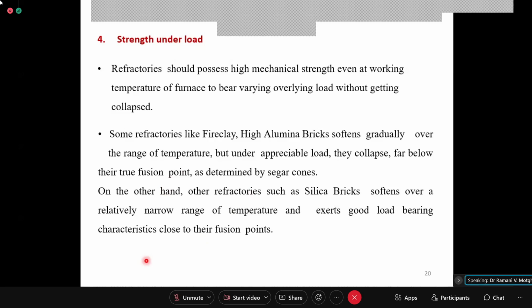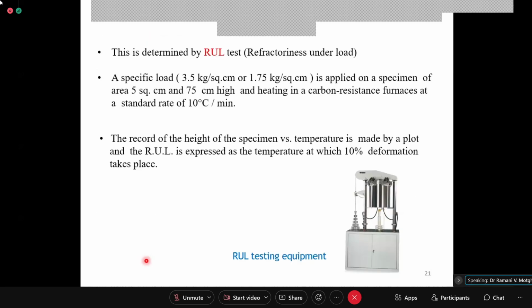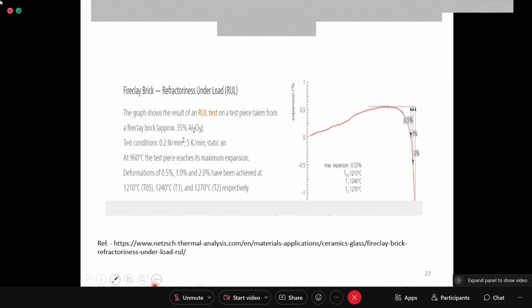So this is, I think, again some diagram is shown here, how that 5 centimeter squared piece is prepared, and you go for its determination. So this is the chart for one particular compound, alumina Al2O3, showing you how the temperature changes and how the expansion and contraction of the material takes place.